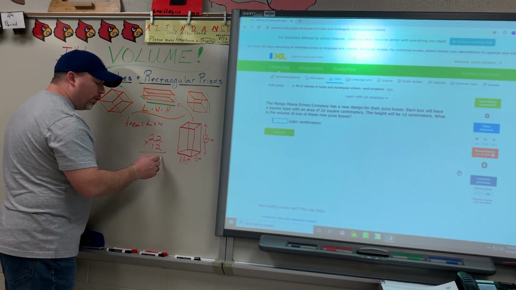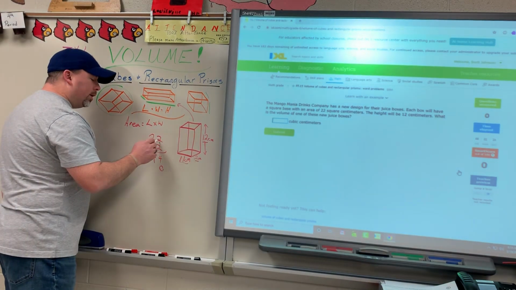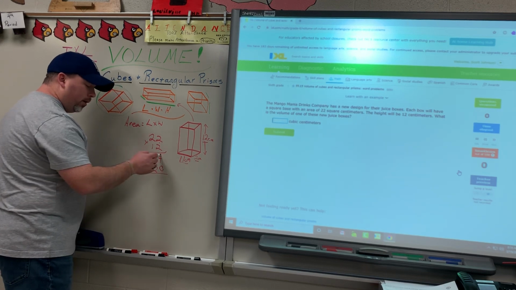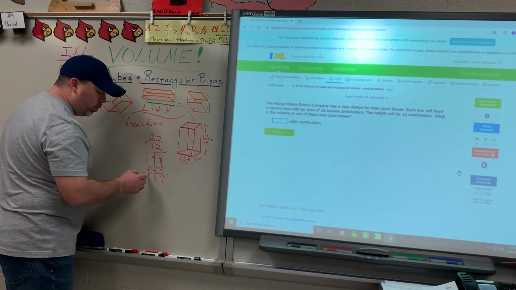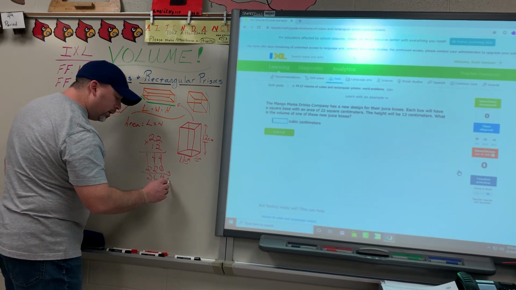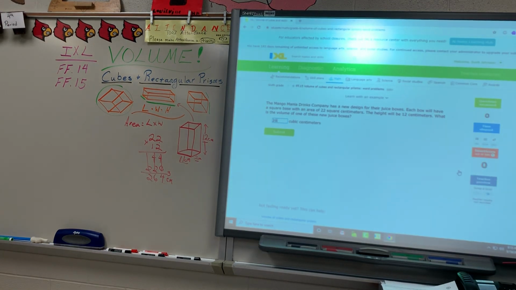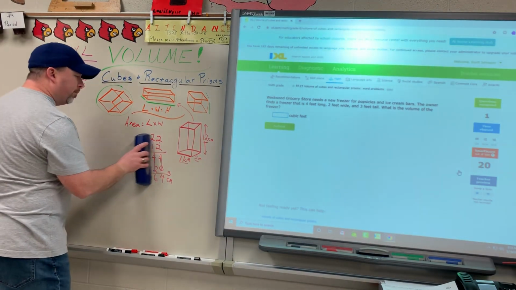2 times 2 is 4. 1 times 2 is 2. And now we add. 4 plus 0 is 4. 4 plus 2 is 6. The 2 drops. 264 cubic centimeters. Let's see if the old man still got it. 264, enter. Correcto.